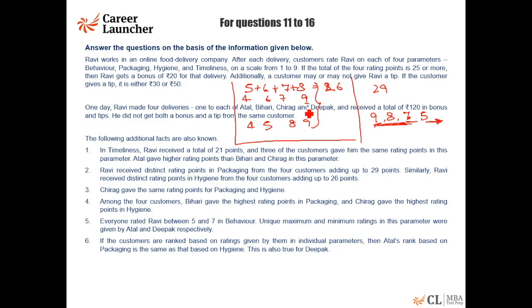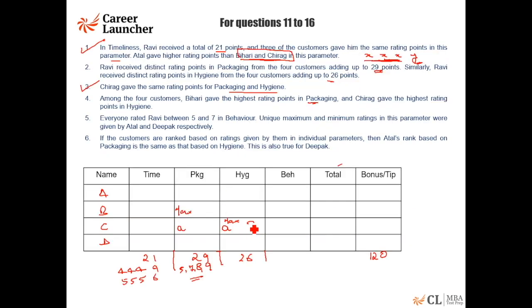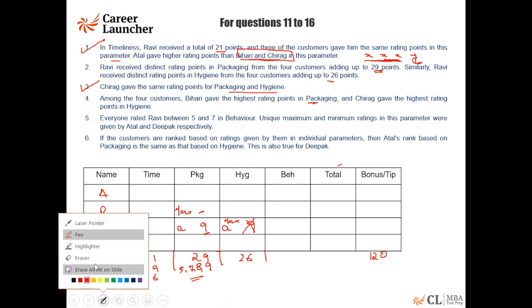It can be 8, it can be 9. Now let me look at this. Can it be 8 or 9? That's the first thing we need to look at. If this is 9, this will also have to be 9. But if this is 9, this will not be maximum. So 9 is not a possibility out here. Or this is going to be 8. I hope this is clear to everyone. I'll explain once again.